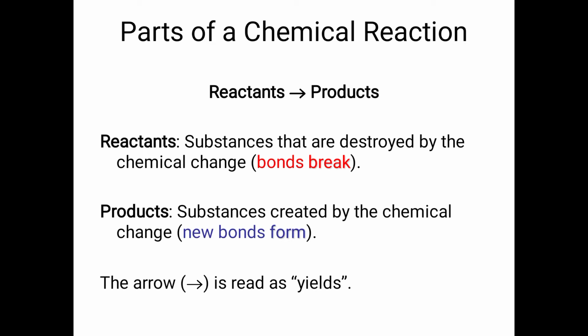Reactants are the substances which are destroyed and in which a chemical change is taking place, and products are the substances which are created by a new chemical change. The arrow in between these two gives us the yield, meaning what is produced.